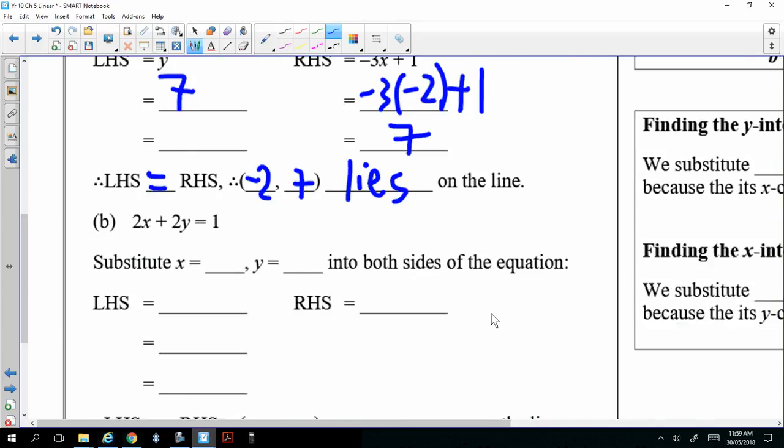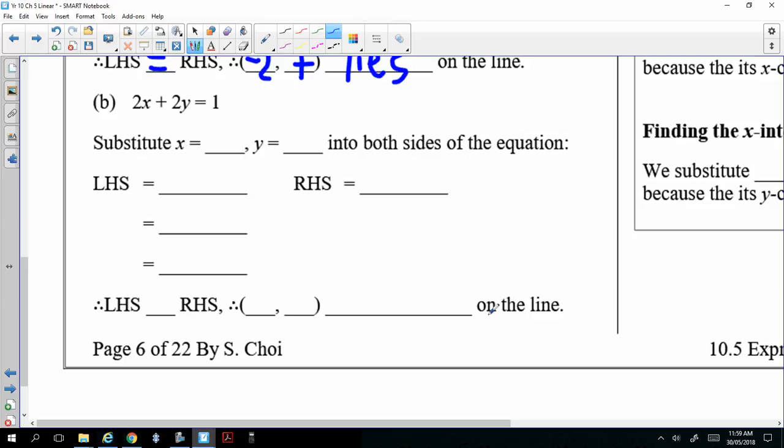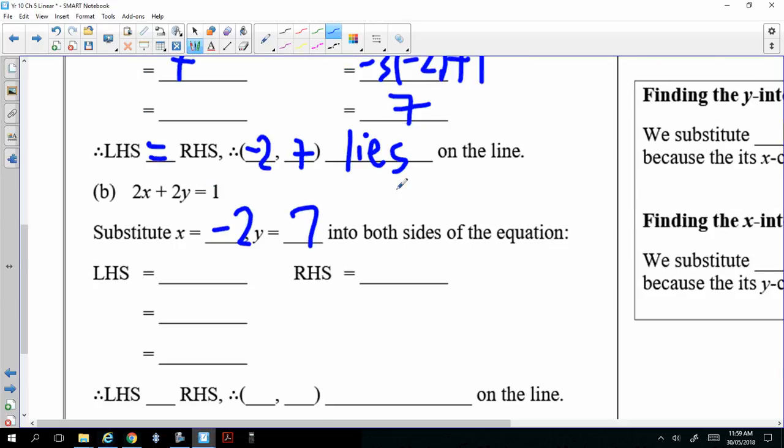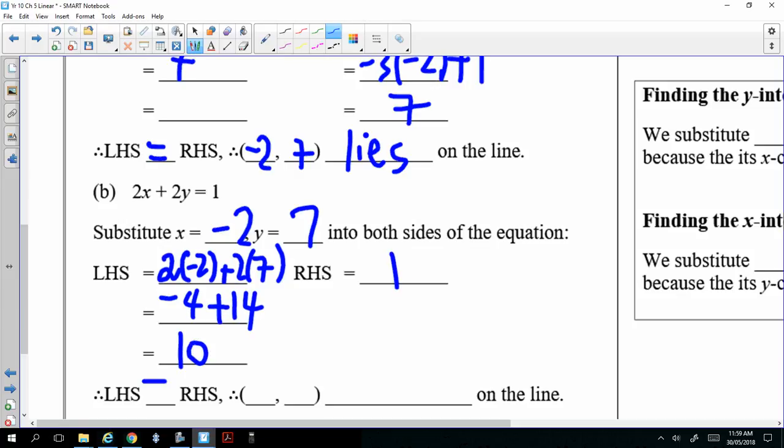You can also check the other equation, (-2, 7) on this equation. On the left side is 2 times -2 plus 2 times 7, so -4 plus 14 is 10, whereas the right hand side is 1. Therefore they are not equal, so we conclude it does not lie on the line. Okay. After we do this, we're going to continue.